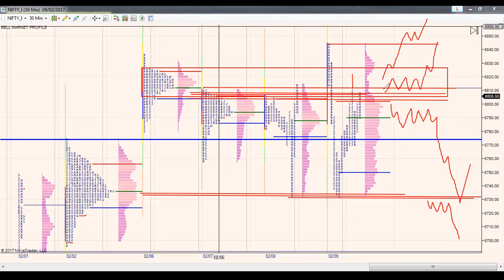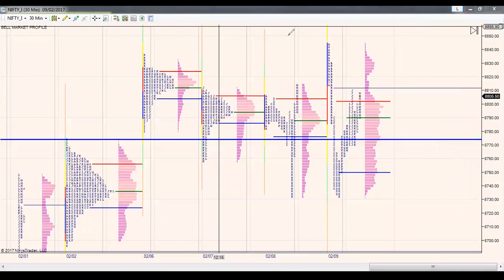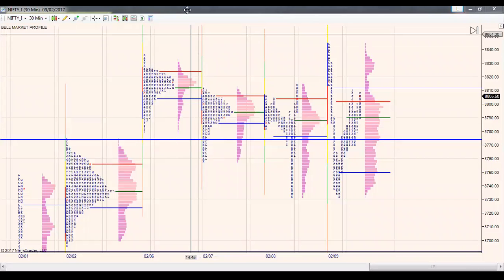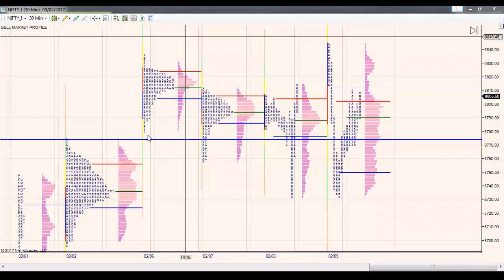So let's see. It all depends on how we open tomorrow and where the early trade takes place. So that is what I feel for tomorrow. Let us just look at the order flow chart. There were a few interesting things happening there.